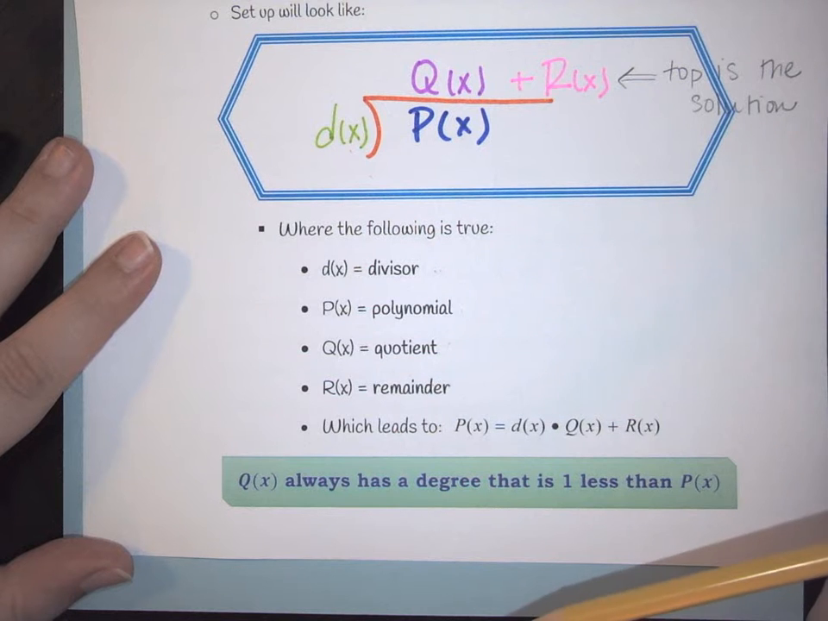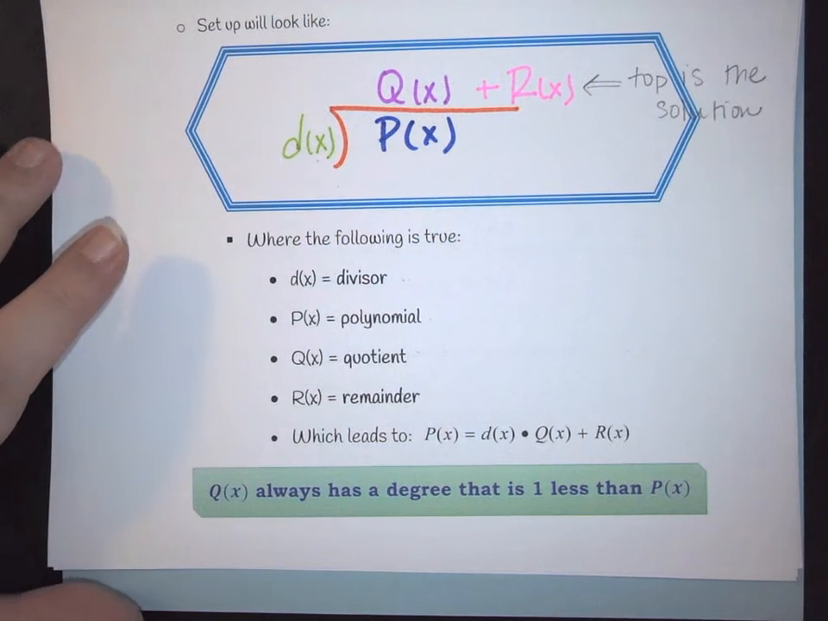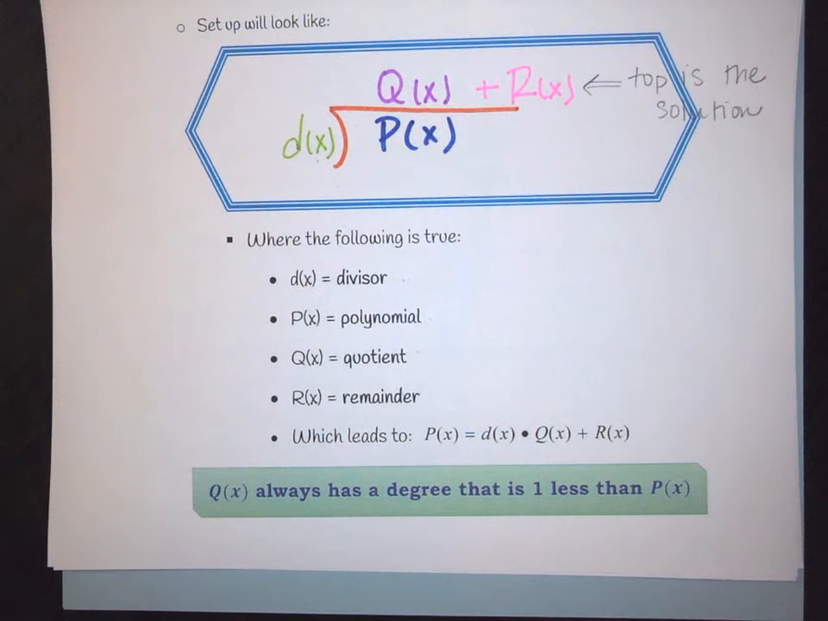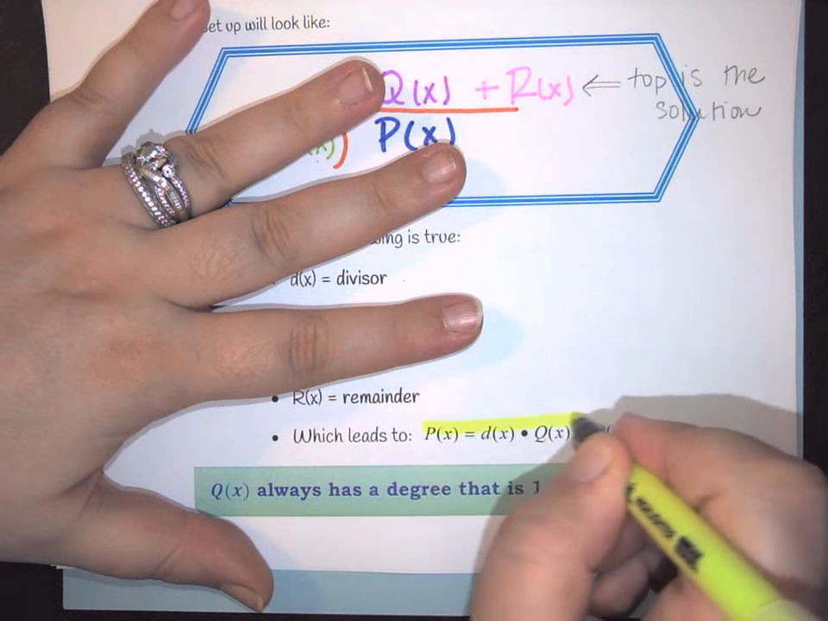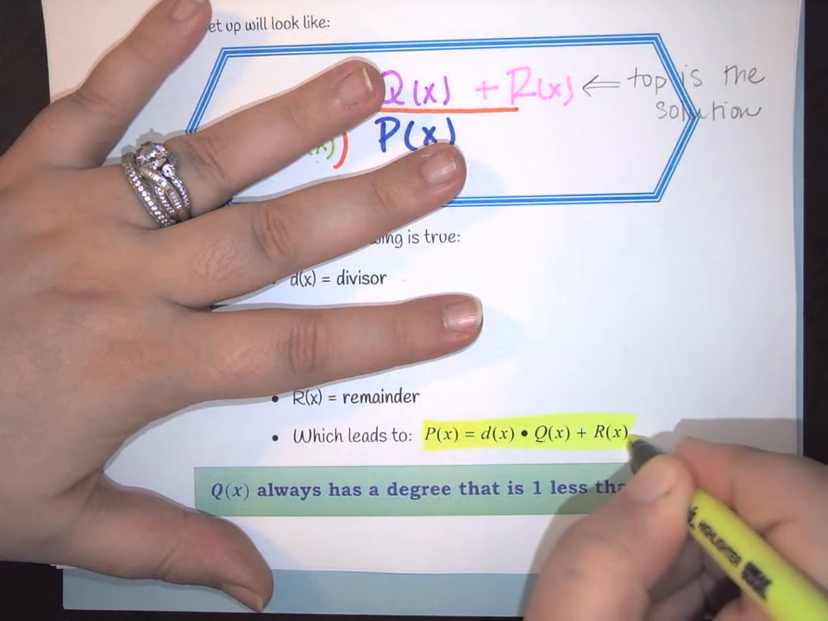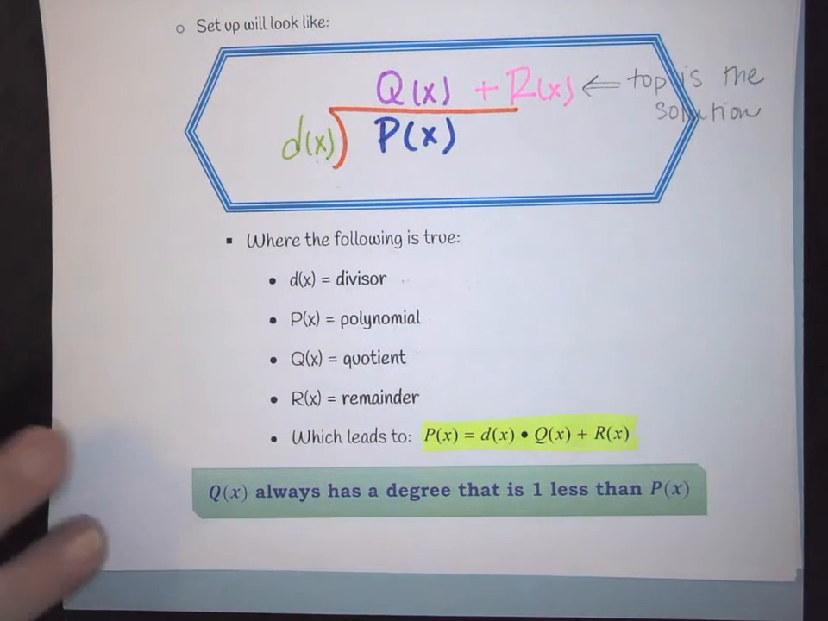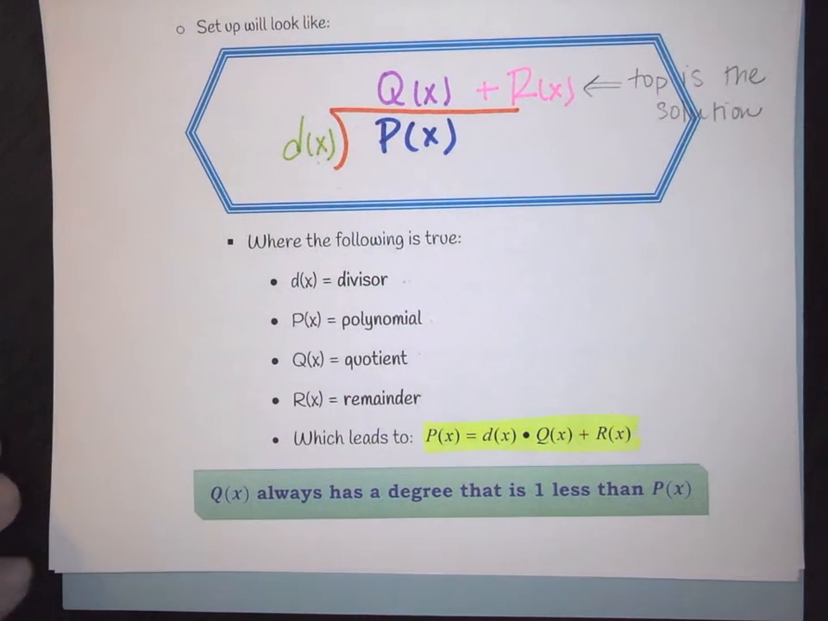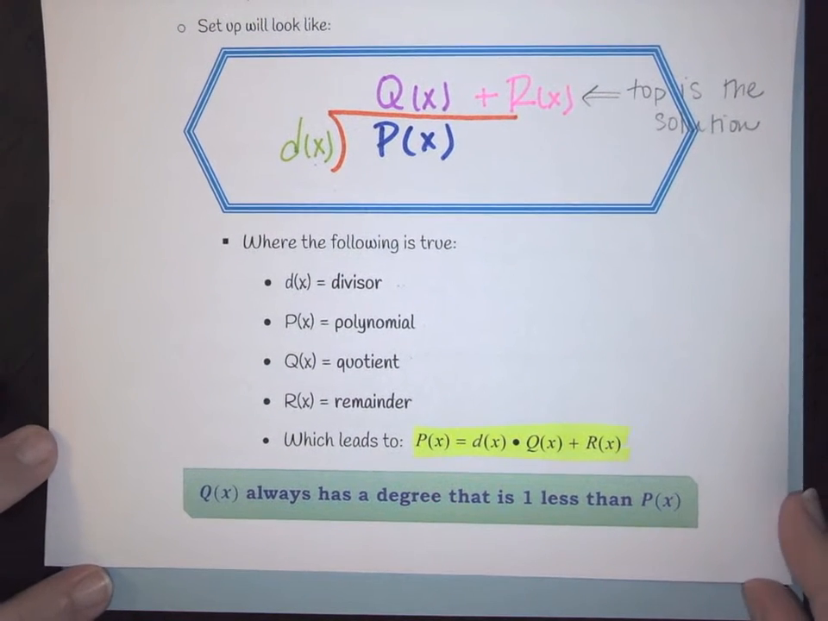Now, we also have a specific way of writing your answers, and that comes down to this formula, where we would state that your overall polynomial is the same thing as your divisor times the quotient plus your remainder.